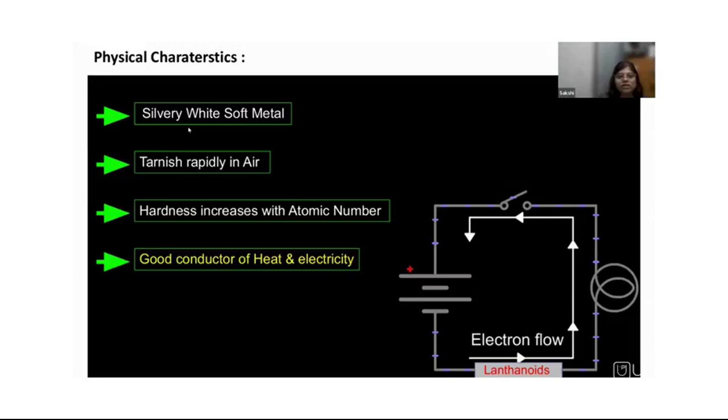Okay, so what are the physical characteristics of lanthanoids? Lanthanoids are silvery white soft metals, and they tarnish rapidly in the presence of air. Tarnish means, like you must have seen with silver, after some time it tarnishes and becomes black. Their hardness also increases with increasing atomic number, and all the lanthanoids are very good conductors of heat and electricity. They conduct electrons very well.